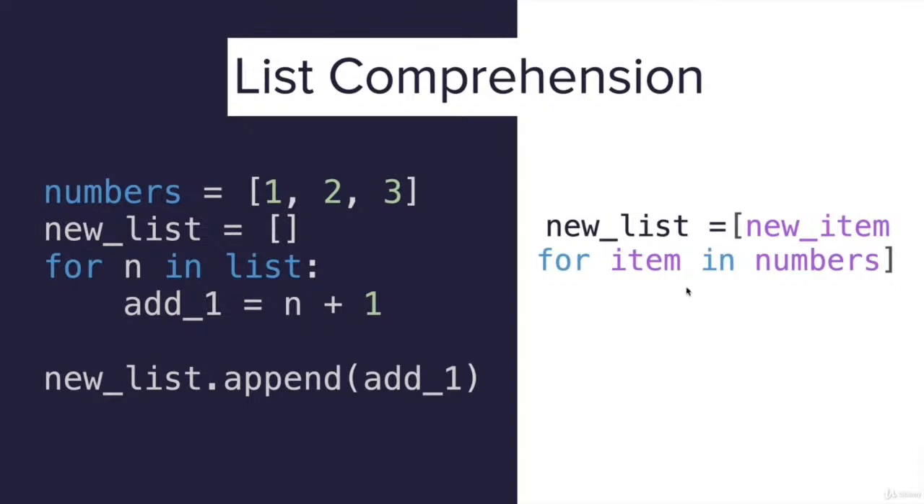The next thing that is easy to understand is each item in the list. So we can call this anything we want. In the for loop here, we called it n. So why don't we go ahead and call it n again?